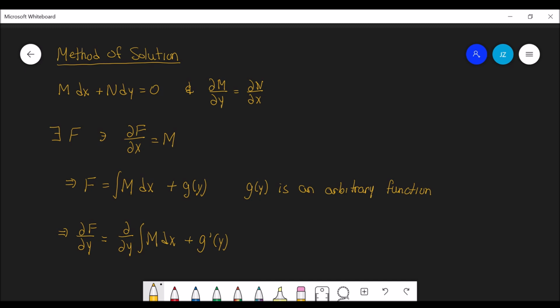But partial f partial y has to equal the function N. If we solve for g prime, we find that g prime of y is equal to, I wrote that backwards, it's N minus partial y of the integral of M dx.